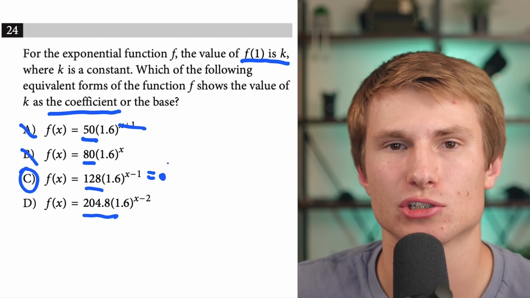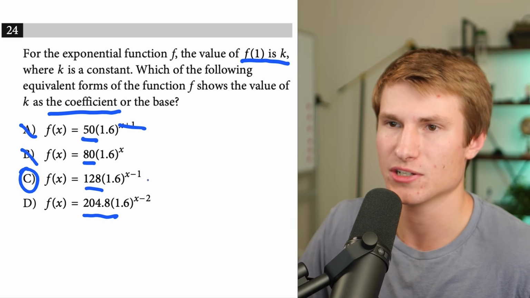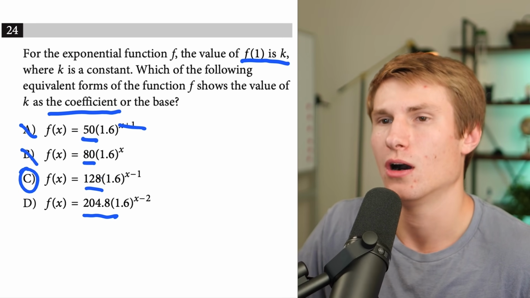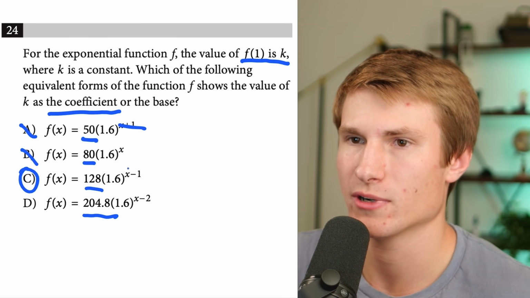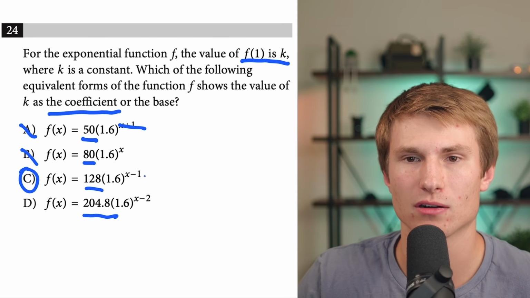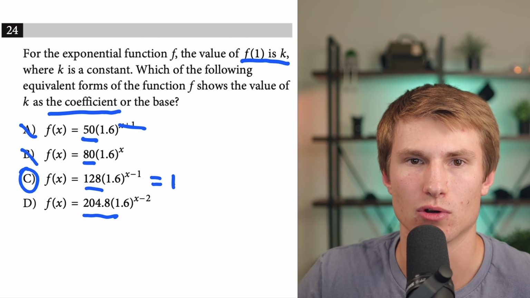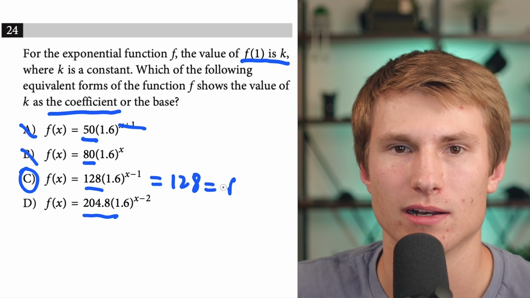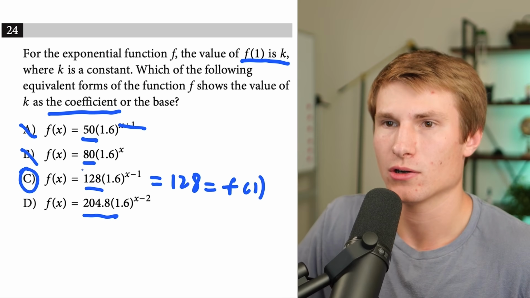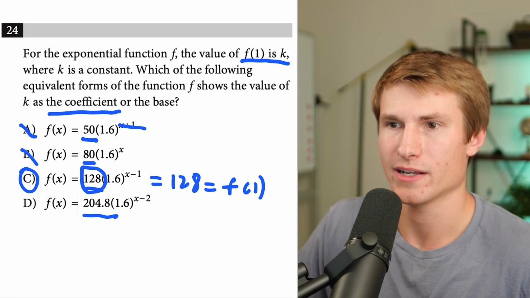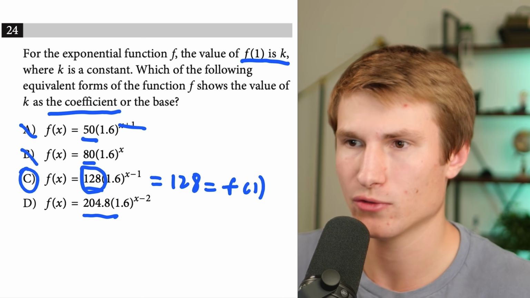And I will just quickly show you how this works, just to prove it to you in case you are in disbelief. 128 times 1.6 raised to the power of 0. Well, 1.6 to the power of 0 is going to be 1. So that will equal 128 when we have f of 1. We know that we have 128 as our coefficient, therefore our answer has to be C. So there's just some quick proof in case you were doubting me.